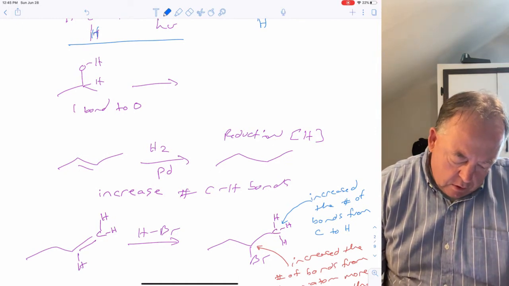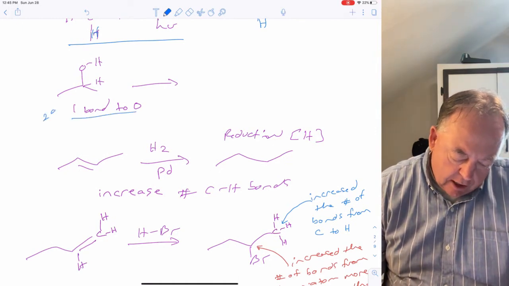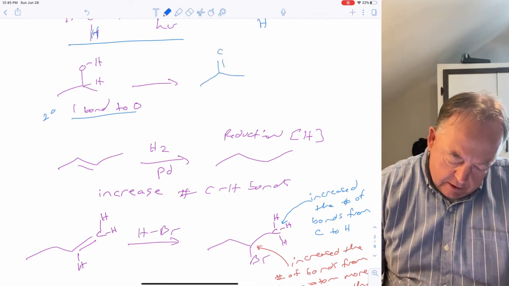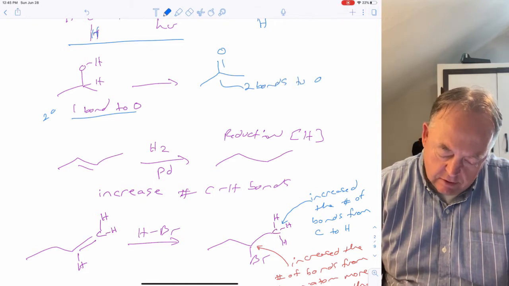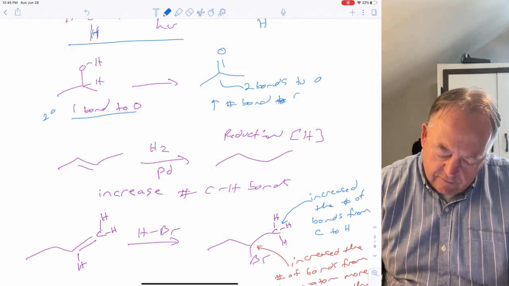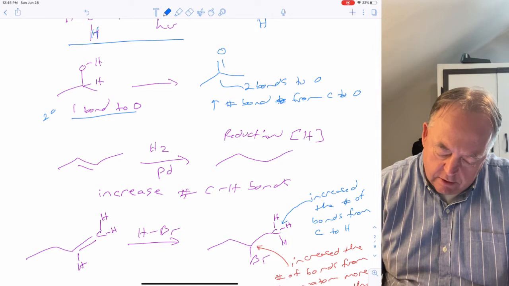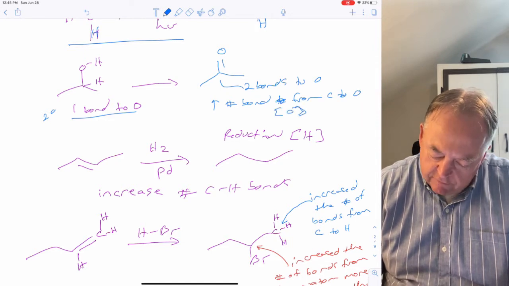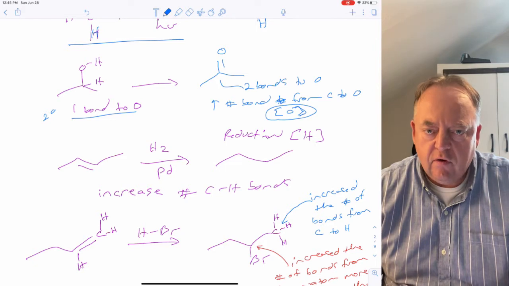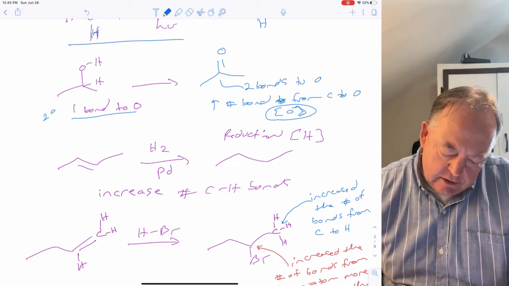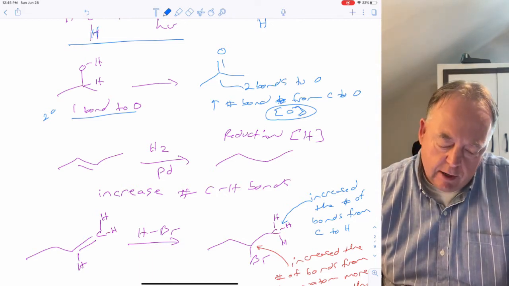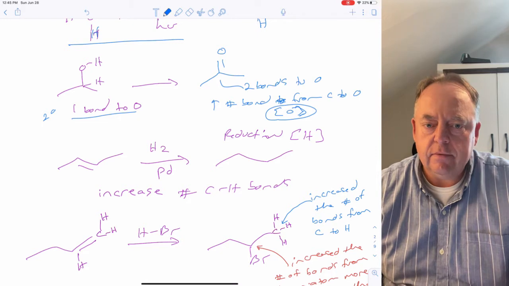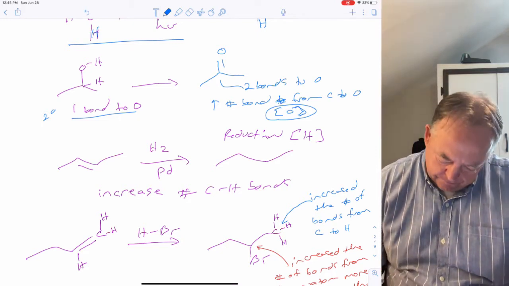Or if you had an alcohol, in this case you have one bond to oxygen, and if you converted that to a ketone, now you have two bonds to oxygen. So you increase the number of bonds from C to O, that's an oxidation. So oxidation is oftentimes abbreviated with the symbol of oxygen in brackets. And so again, you've increased the number of bonds to oxygen, or in more general terms, you increase the number of bonds from carbon to something more electronegative than carbon, since oxygen is more electronegative than carbon.